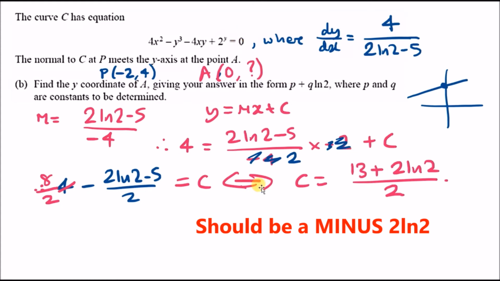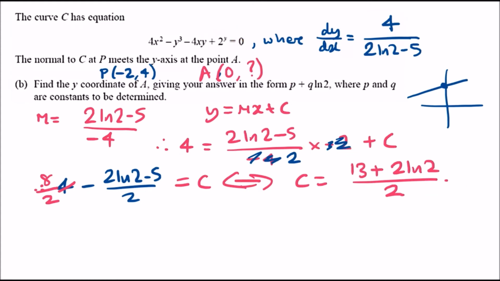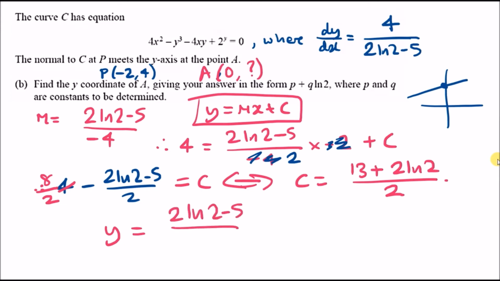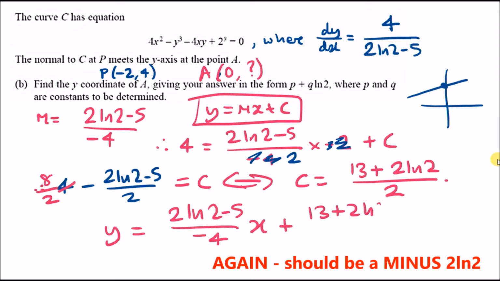So therefore, what's our final equation? We can say now we're going to have an equation of y equals mx plus c, guys. So we're going back to the normal equation. We have a gradient of 2 log 2 minus 5 over -4. So y equals 2 log 2 minus 5 over -4 x plus c, which is 13 plus 2 log 2 over 2. Not easy.